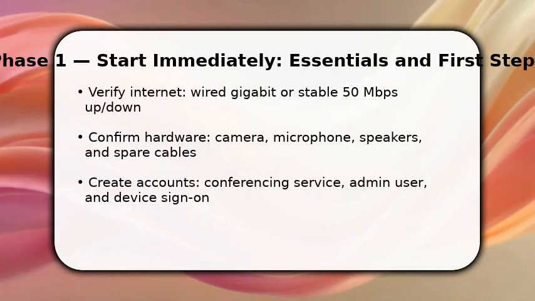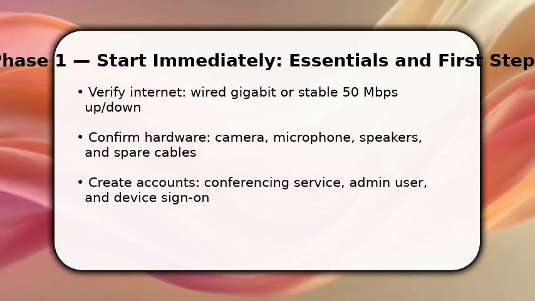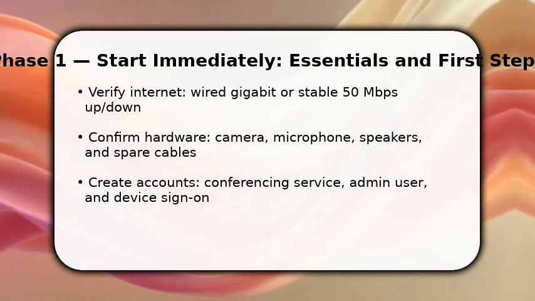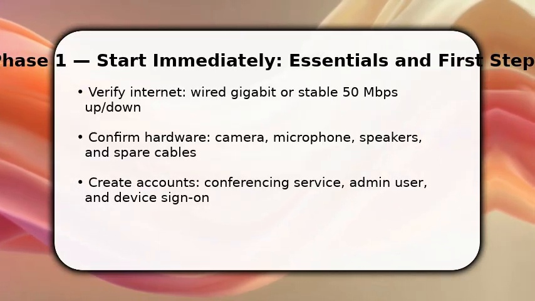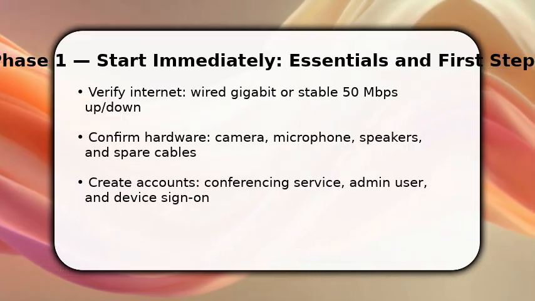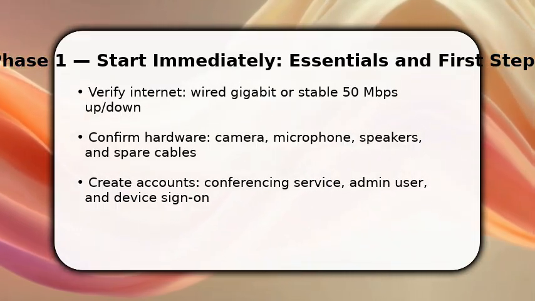You start by confirming core prerequisites, reliable network and hardware. Plug in a wired connection if possible, because wired reduces latency and packet loss. Once done, power on the codec, camera, and audio devices, then pair or sign in with the admin account. This prevents later permission issues.